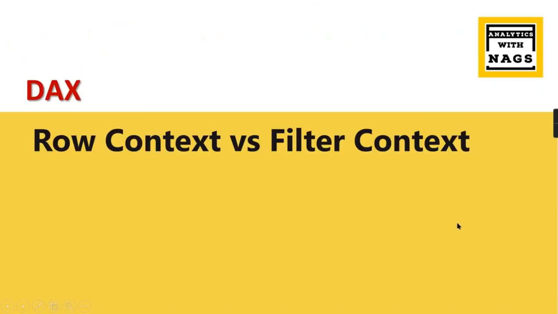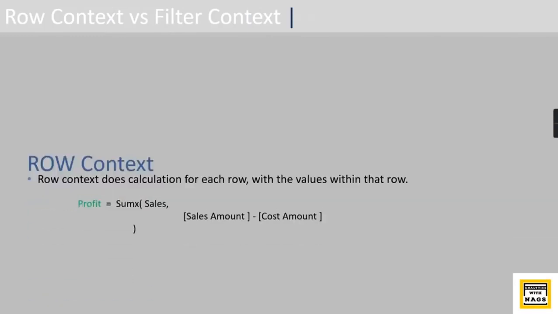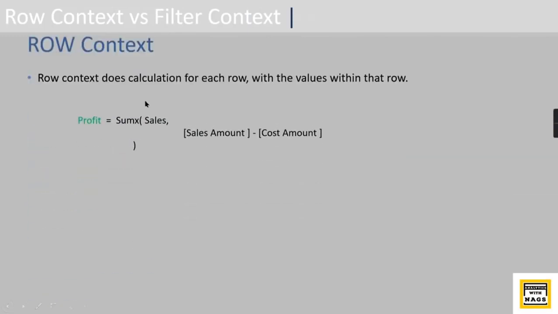Let us start understanding row context versus filter context in DAX, which is a very important concept to have deep knowledge of DAX. So let's begin with row context. A row context does a calculation for each row with the values within that row. Meaning, you are doing some calculations for each row in your table. That becomes your row context.